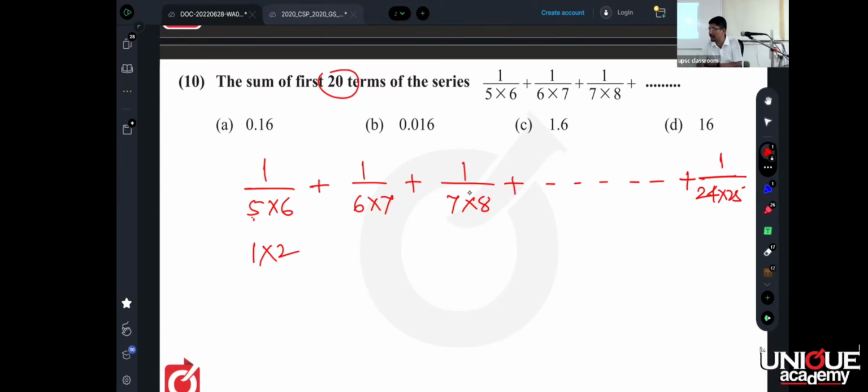Here, the first term starts with 1, then the 20th term will have 20 as the smaller number. But here, by which number does it start? By 5. How many terms are skipped? 4. So we have to extend by 4 only. That is why it should be 24 into 25. Is it clear? Got this one?